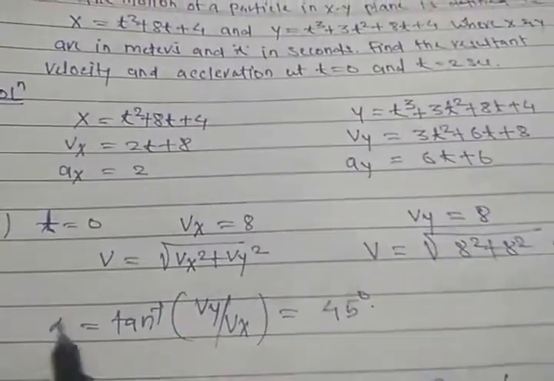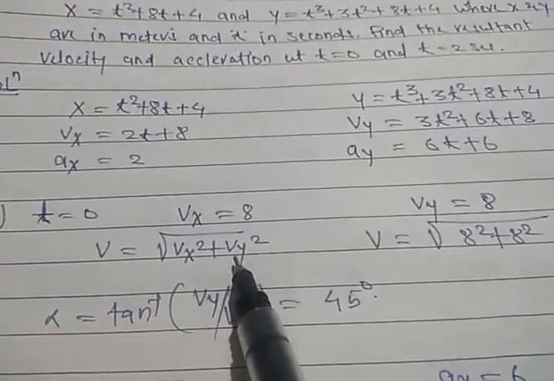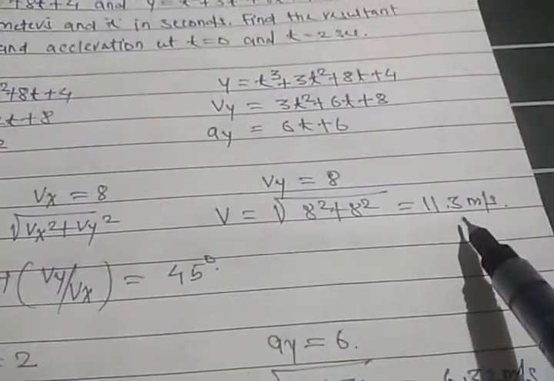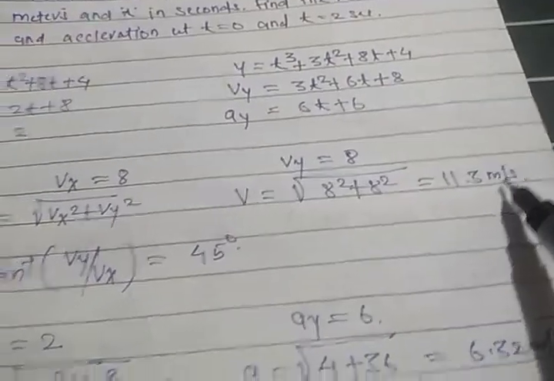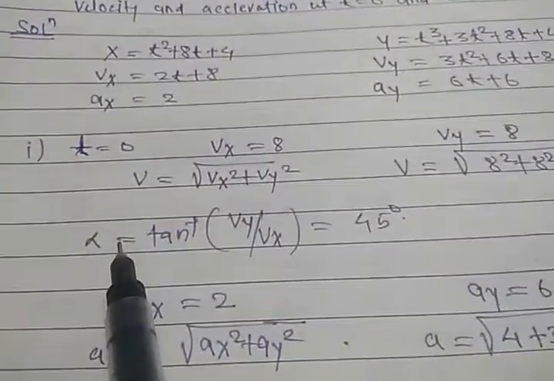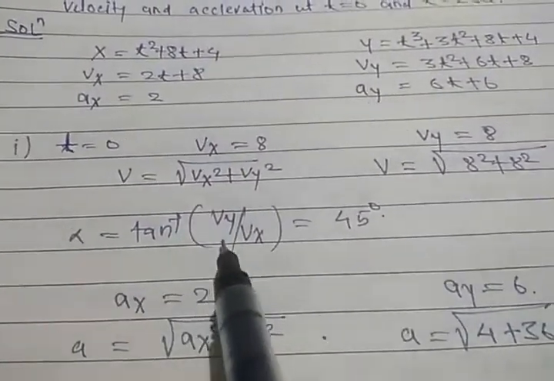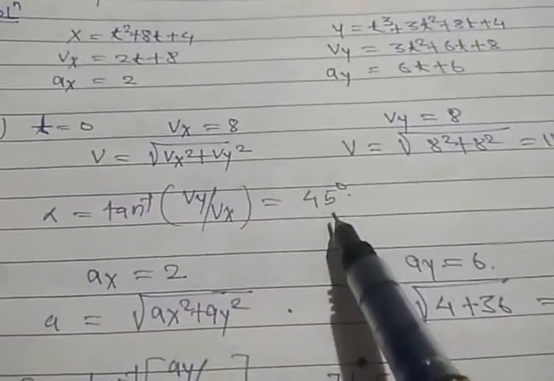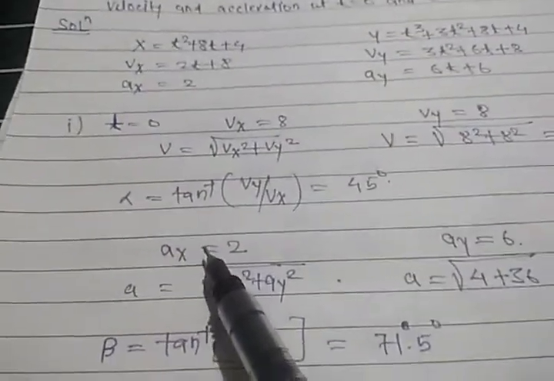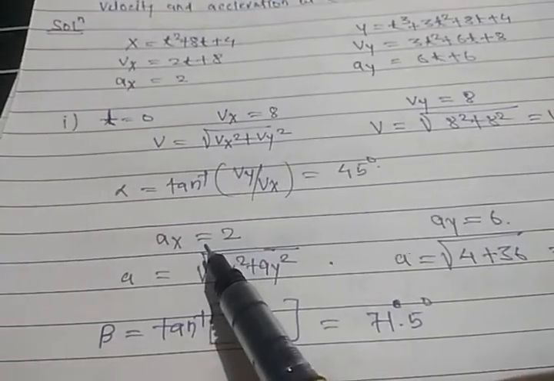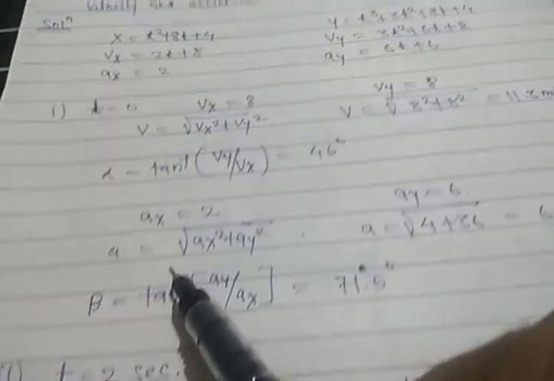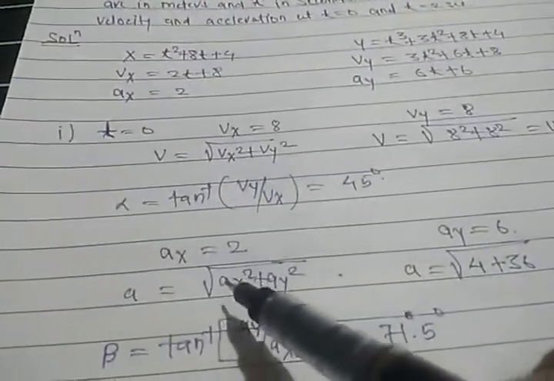Okay, but we know total velocity is square root of vx square plus vy square, so it is 11.3 meter per second. And the angle alpha, tan inverse of vy upon vx, is 45 degrees. Now acceleration at time t equal to 0.